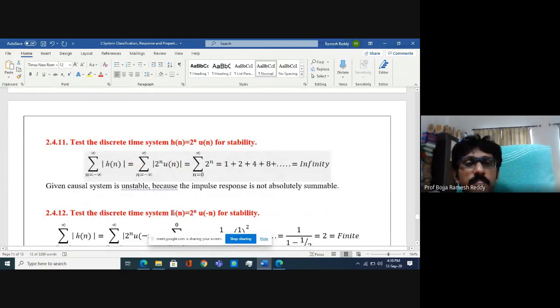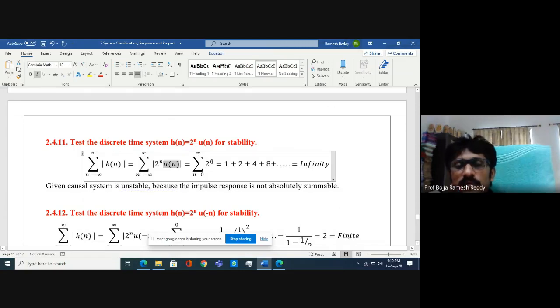Then another one: test the discrete time system for stability. Just repeat the previous procedure. Evaluate the summation from n equal to minus infinity to plus infinity of modulus of h of n, which is the summation of modulus of 2 power n u of n. Once again, what does u of n show? u of n means right-sided, that is, u of n is 1 when n is from 0 to infinity. Between 0 and infinity it is 1, therefore it is simply 2 power n. Now go for expansion. Expand the summation.